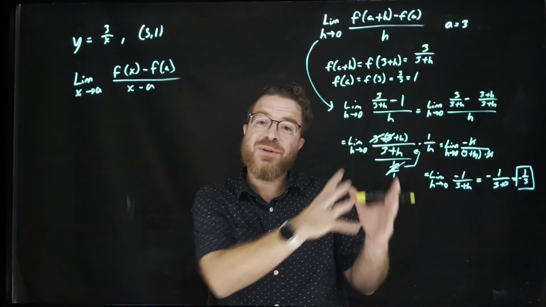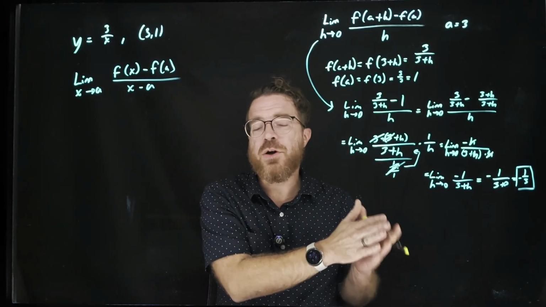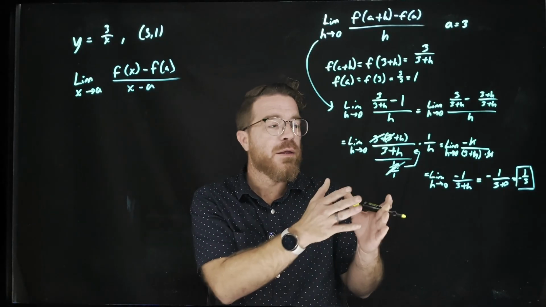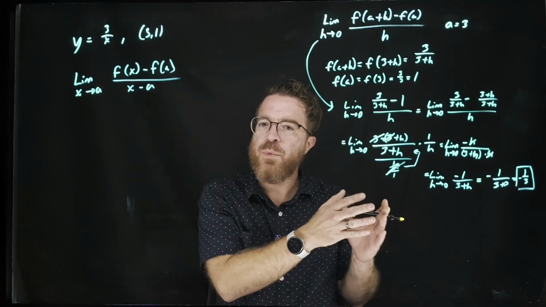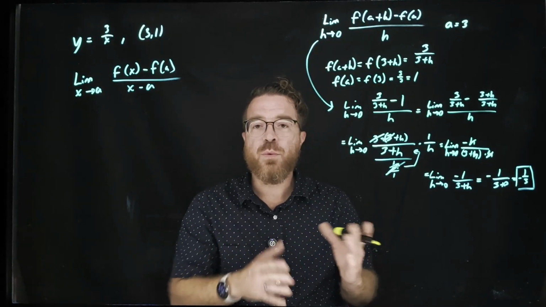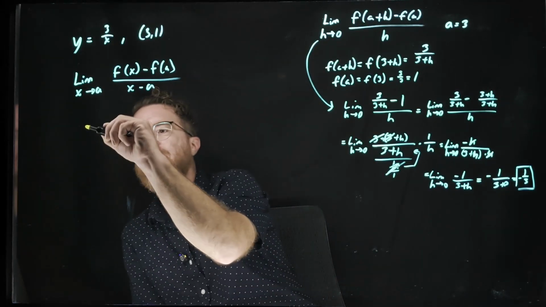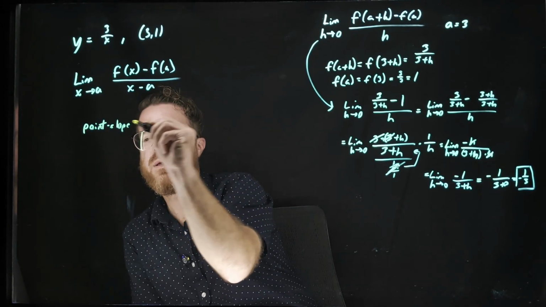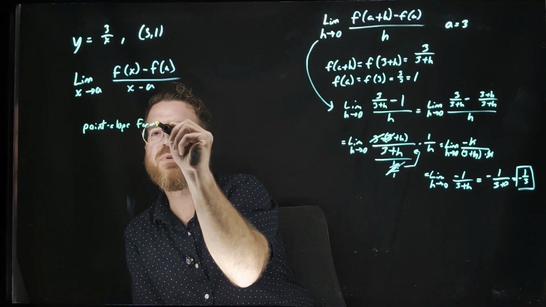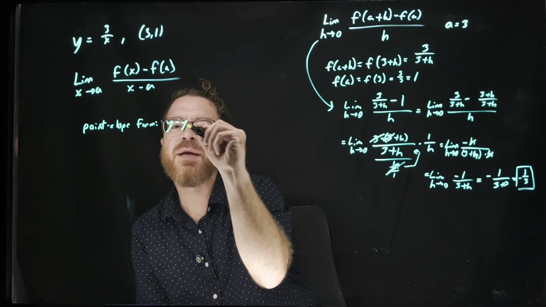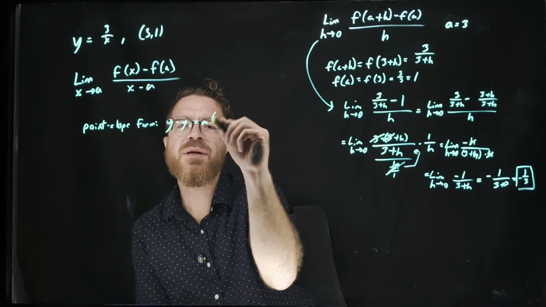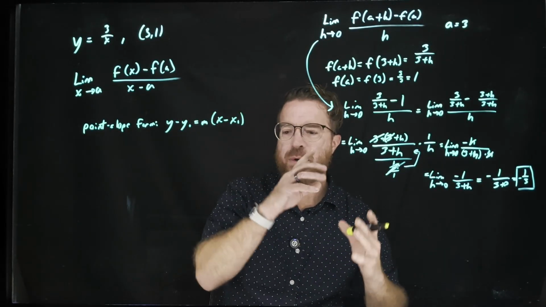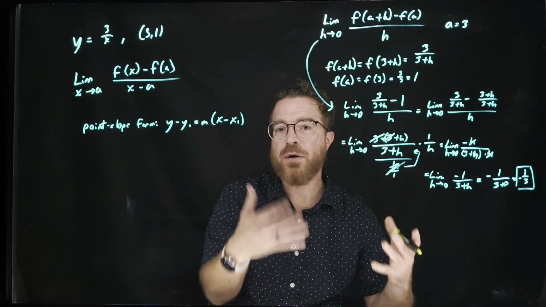Okay, now that we've found the derivative, remember, this derivative is our instantaneous rate of change at this point, a equals 3. This means that this is the slope, but we want to figure out what the tangent line is. So what we're going to do is use the point slope formula, which is y minus y1 equals m times x minus x1. And we're going to plug this in and solve to determine what our line is.